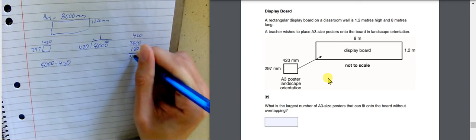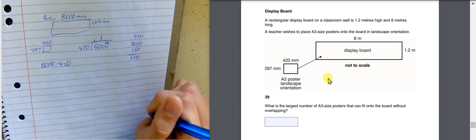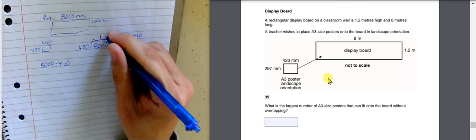And so 420 times 9, 400 times 9 is 3,600, and 20 times 9 is 180. So that will be 3,780. So that is 9 of them. So it will be 9 remainder 20. So there won't be much of a remainder left, only a small bit. 9 remainder 20. Now, when it actually comes to height wise, how many times does 297 fit into 1,200?